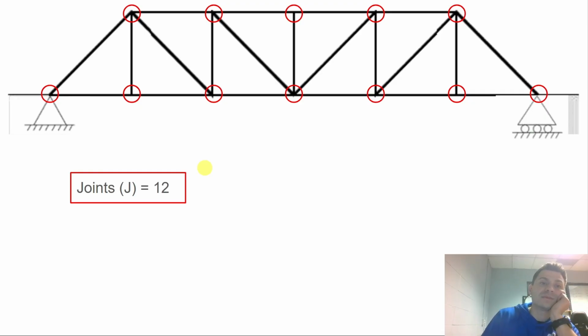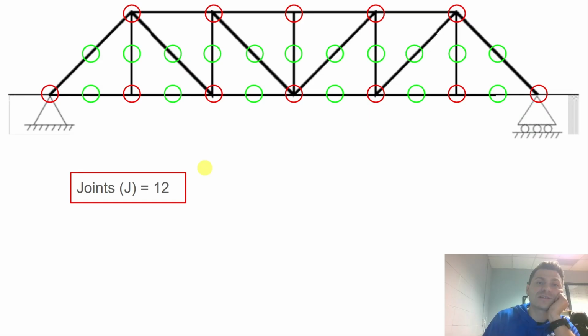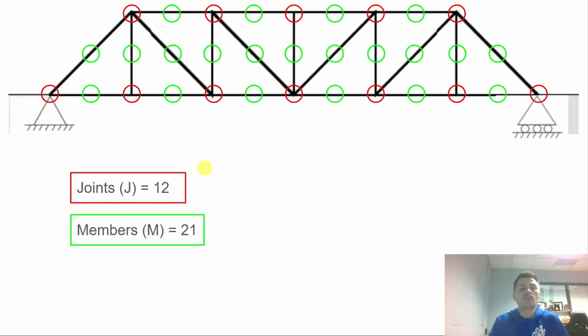Let's talk about members. How many members are there? Well, there are 1, 2, 3, 4, 5, 6, 7, 8, 9, 10, 11, 12, 13, 14, 15, 16, 17, and don't forget the ones up top, 18, 19, 20, 21. There are 21 members in this bridge, highlighted green.